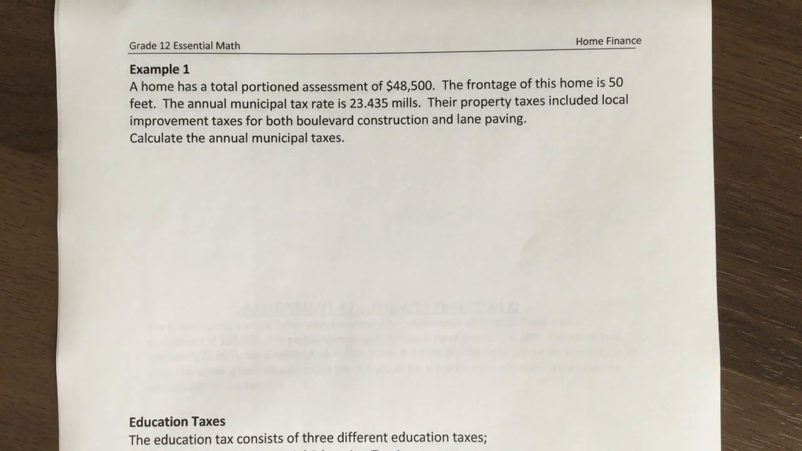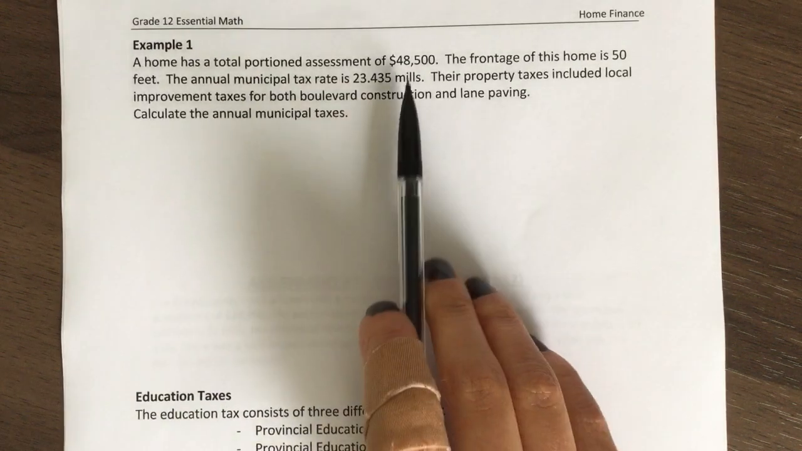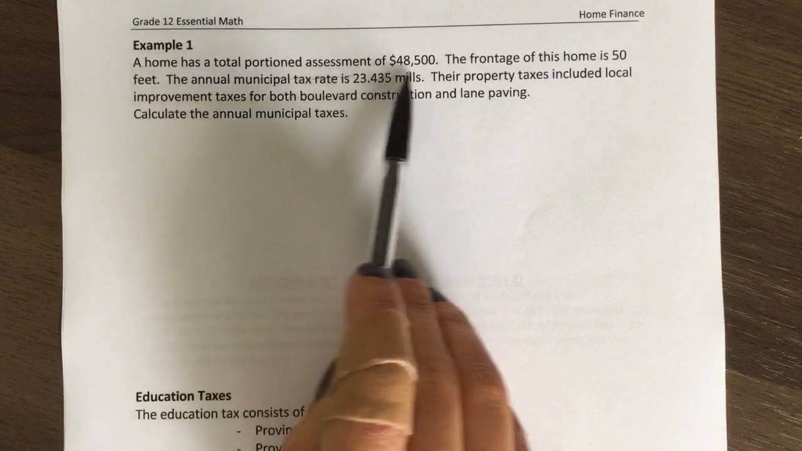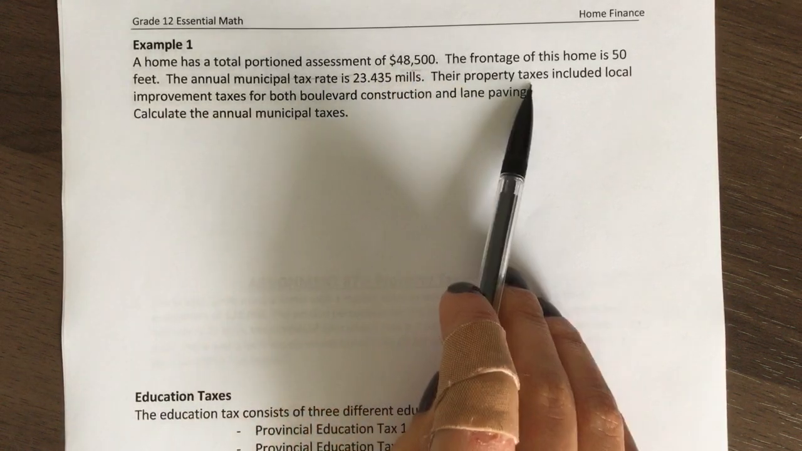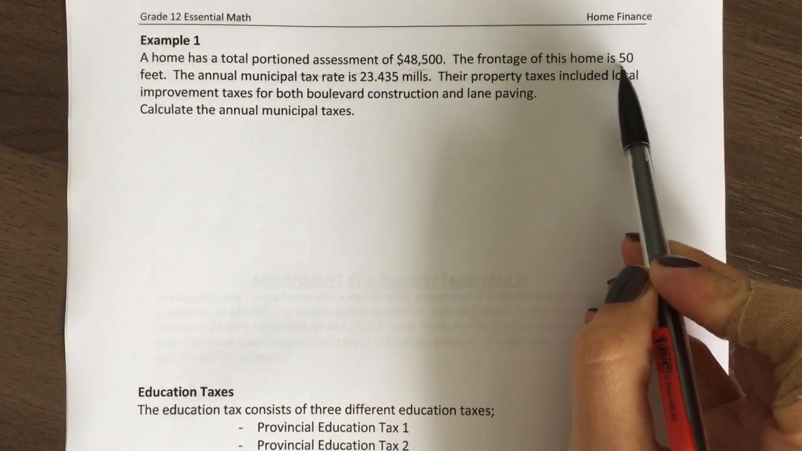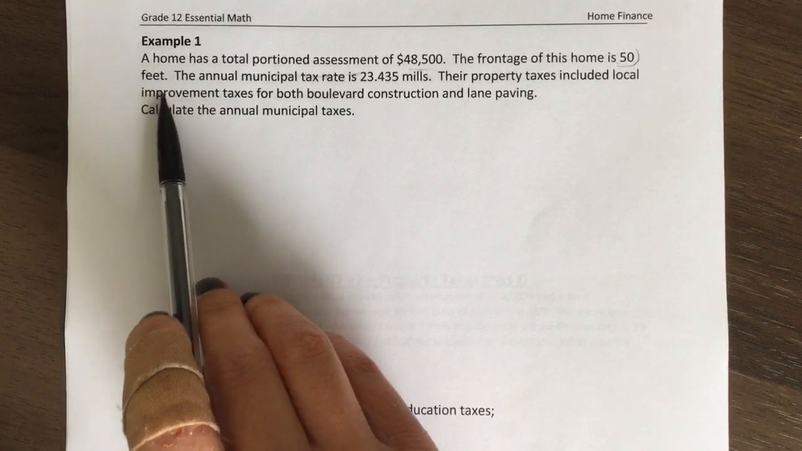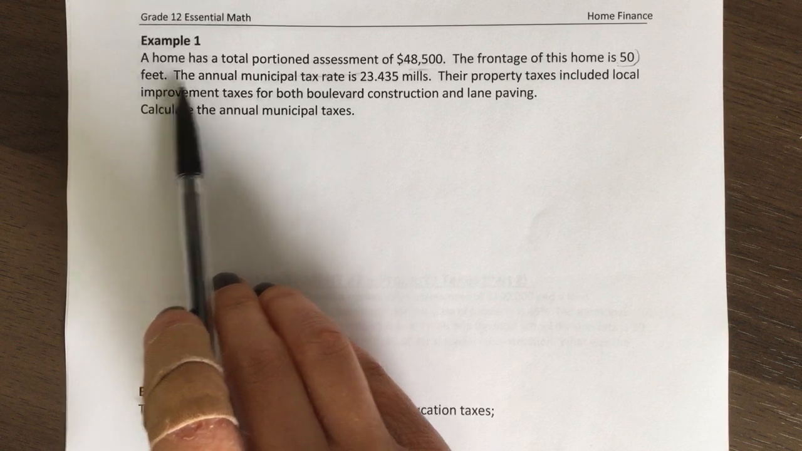So example 1 says a home has a total portioned assessment of $48,500. So look, it's been calculated for you already. That's really nice. You don't have to calculate the portioned assessment here. The frontage of this home is 50 feet. So we're told how much the frontage of the home is, 50 feet. That's going to help us calculate the local improvement tax in a minute when we figure out what type of things they're building on this property.